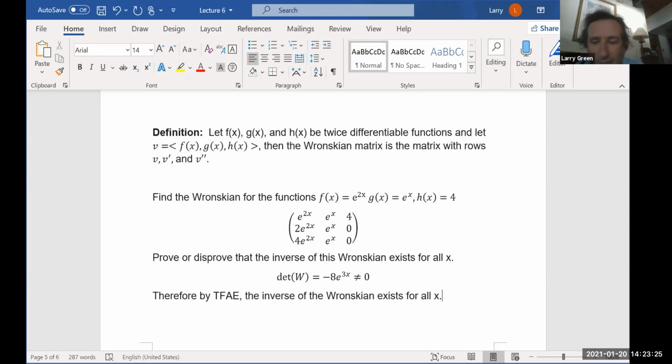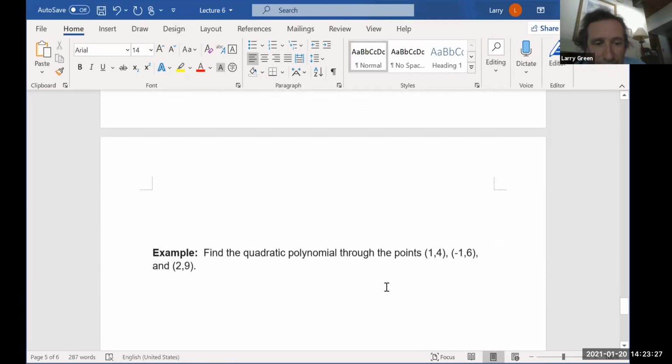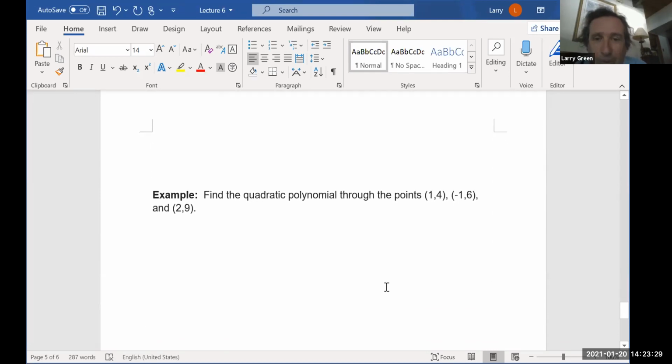Any questions? Okay, the last interesting little point is another example, and that is find the quadratic polynomial that goes through the points 1, 4, negative 1, 6, 2, 9. Okay, so I have 3 points. And can you all see that these don't lie in a line?